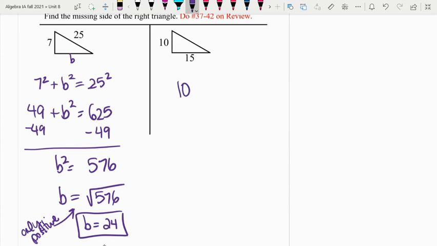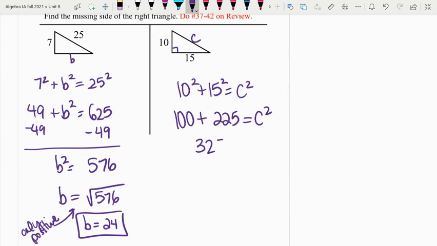Next one, we'll do 10² + 15² = c². I'll make that side c. So let's simplify this. So 100 plus 15 squared is 225 equals c². So this gives me 325 equals c². So square root of 325 is c. Is that a nice number? So let's do square root of 325 is, nope, not a nice number.